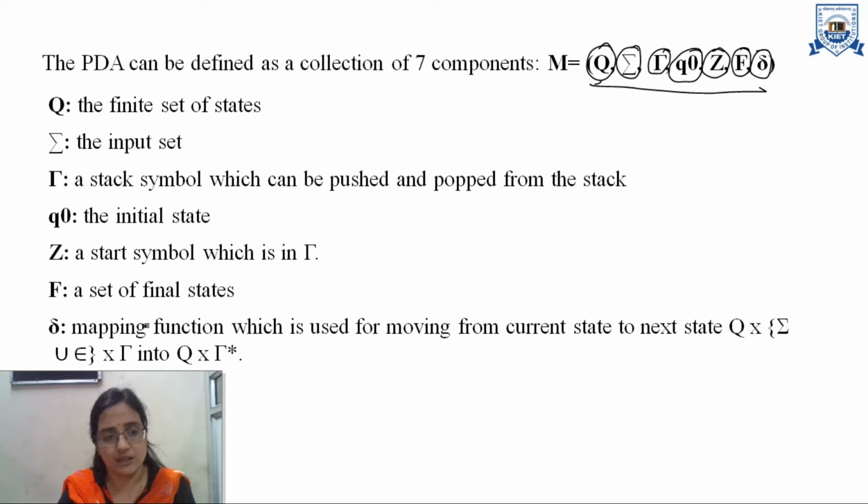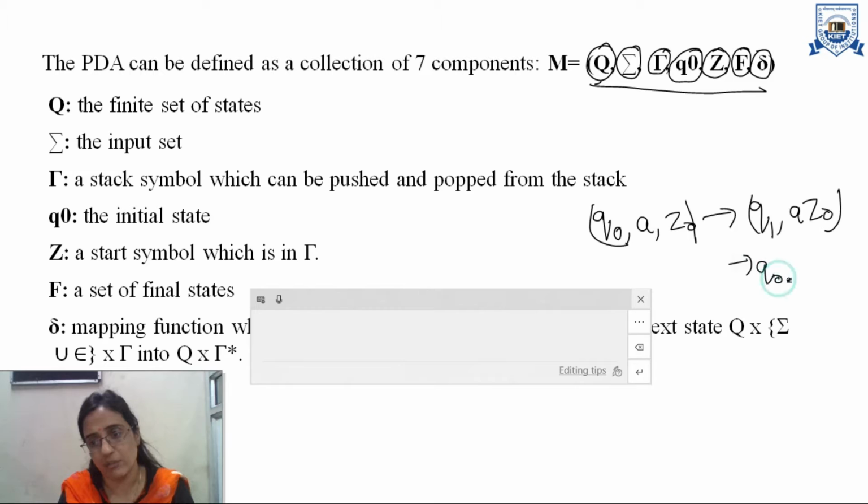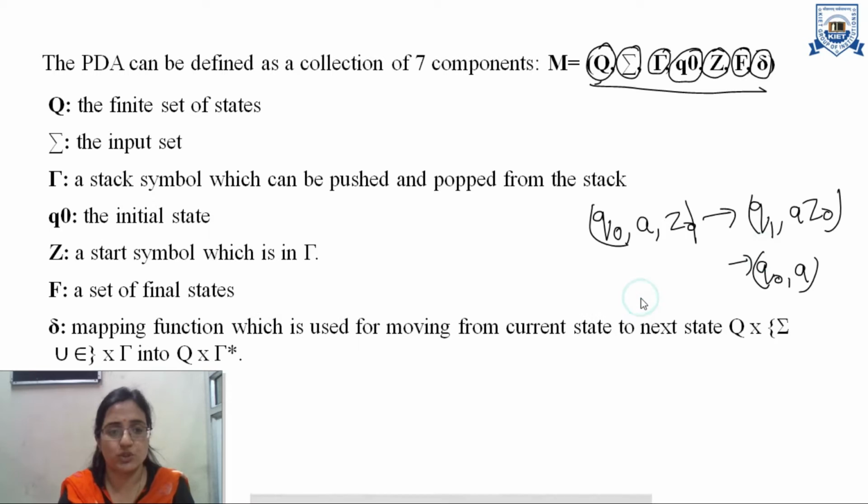Just there is a difference in the mapping function. That means there is a difference in the transition function. In the non-deterministic case, if we are passing an input to a state, then it may be possible that we can reach a number of states. Suppose we are on state Q0, the input is A and the stack symbol is 0. It may be possible that at the same time we move to the Q1 state and at the same time we remain on the same state. So in non-deterministic pushdown automata we can move to multiple states at a time.